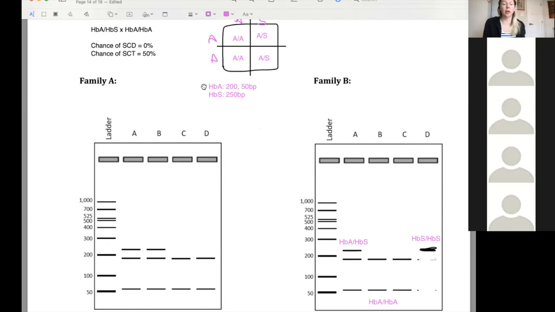And remember the special thing, the way that we were able to distinguish between this normal allele and the disease allele is that the normal allele has a restriction site. And so if you add a particular enzyme to it, it will cut the fragment into two pieces, and the two pieces will be these approximate sizes. And that's what we see reflected here in our electrophoresis results. Okay, thank you.